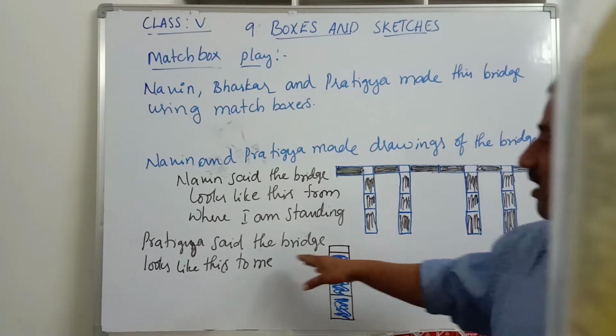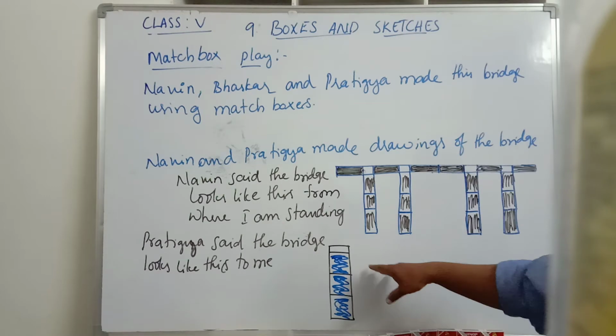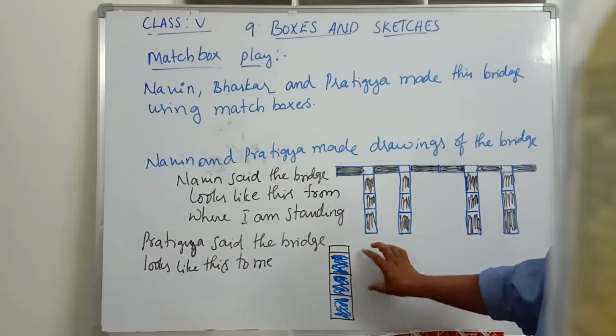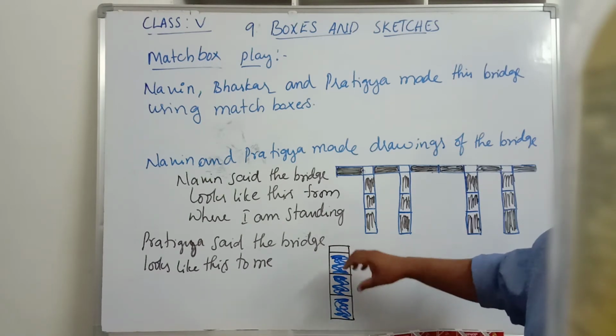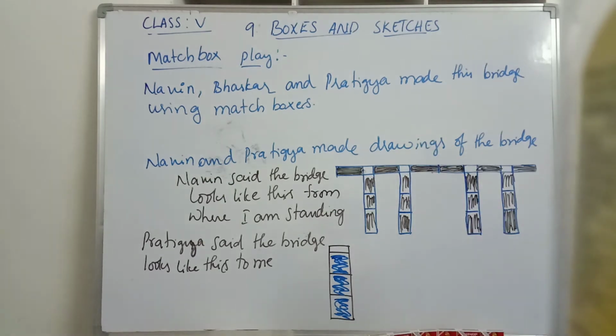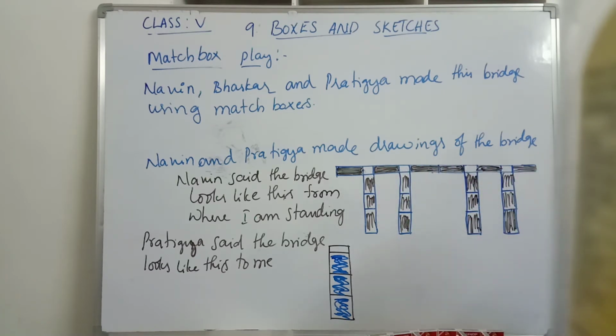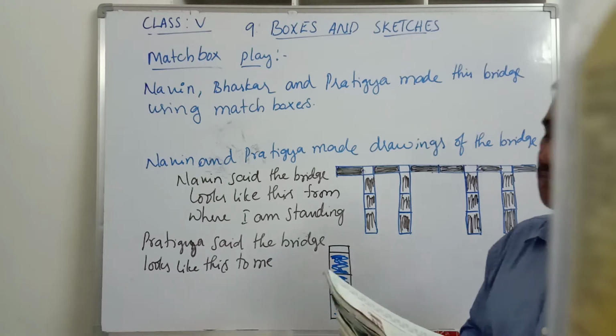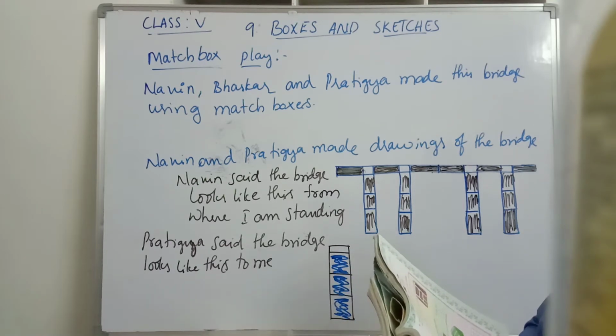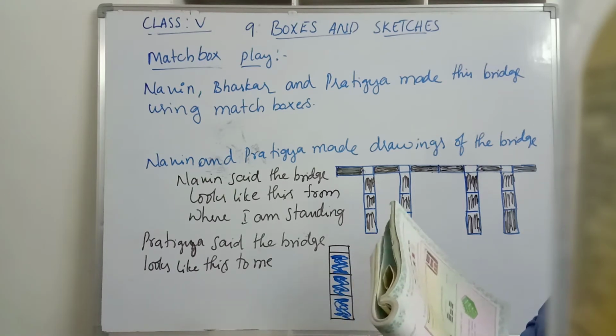So Pratigya said that from her drawing, she can identify the height of the bridge and also the width of the bridge. Then what is the top surface of the bridge? If you look at the bridge from the top, how will it look? Choose the right drawing below.